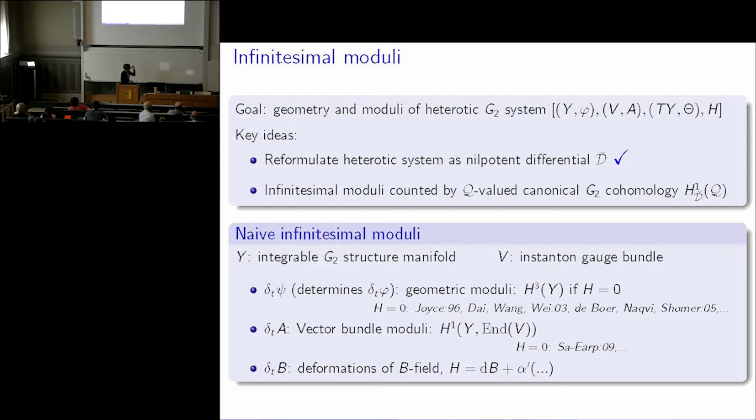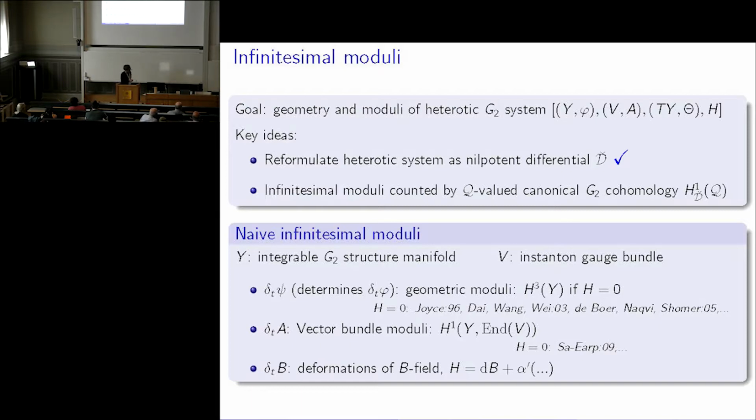Naively, or not really naively, what you would do first is, of course, to look at these different components. So we have the geometry, we have the bundle, and we have the B field. So what kind of deformations do we have in our system? Well, in the geometry, infinitesimally, we can look at the deformations of the 3-form that defines the G2 structure. Alternatively, we can look at the deformations of the 4-form, and it turns out that to first order in the deformations, these things determine each other. And so these are then the geometric moduli. And if there is no flux, then these will be counted by the third de Rham cohomology of the manifold. And this has been discussed by Joyce and other people.